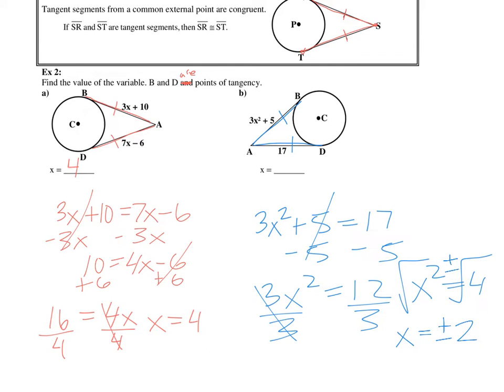All right, now you cannot have a negative length for a segment, but in this case, x does not represent the length of the segment. If you plug it back in here, you'll be squaring the negative, and it still works. When you plug it in, you'll get a positive length. So the answer in this case is both positive 2 and negative 2. Watch out for that.